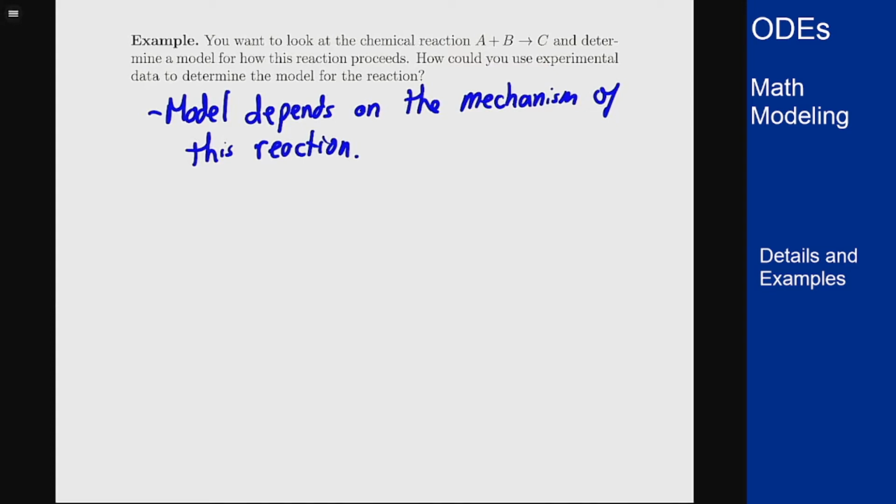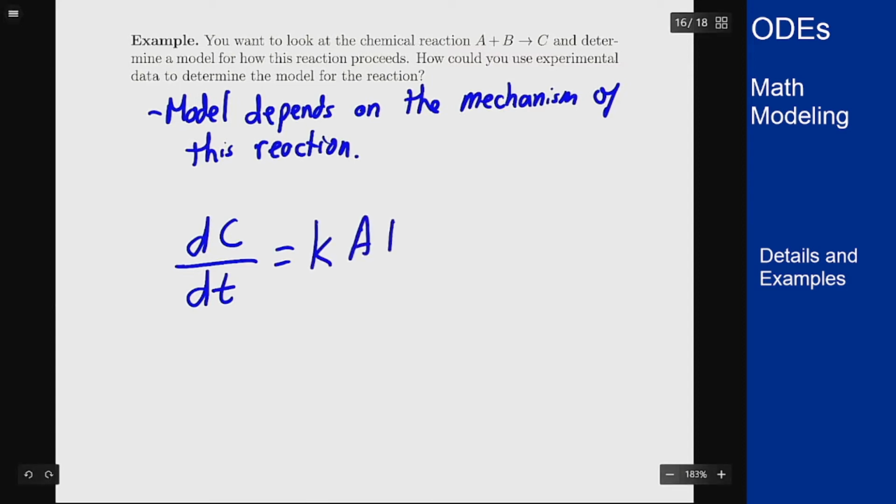So for instance, if it's a simple reaction where A plus B just collide and become C, then you might see something like the rate of change of C with respect to t, so how C develops in time, is some constant times the amount of A times the amount of B in this reactor. K here will be your rate constant, which is what it means from a differential equation point of view, but also what it means from the chemistry point of view, right? Your rate constant is the value K for which this is how it behaves.